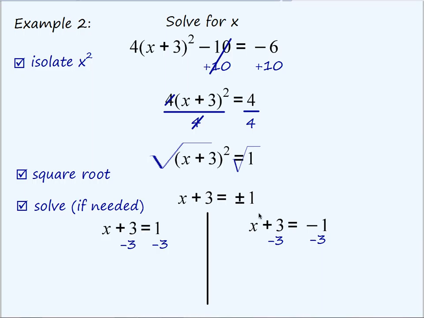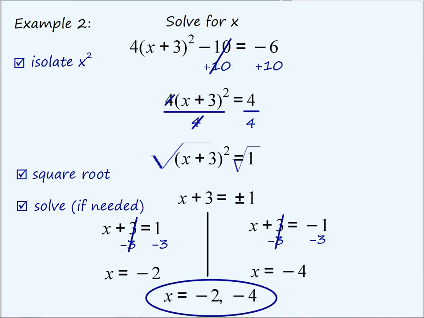In both equations, I'm going to have to subtract 3 from both sides. And I'm going to get, on the left-hand side, x equals negative 2. And on the right equation, I'm going to get x equals negative 4. These are both answers to my equation. Negative 2 would work if I put it in for x. And negative 4 would work if I put it in for x.